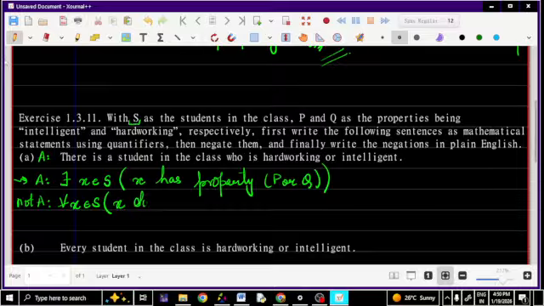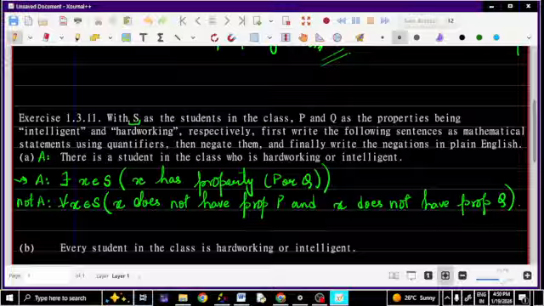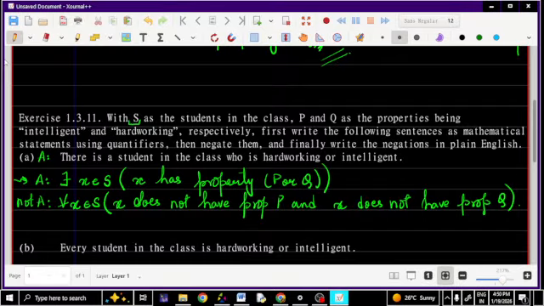x does not have property P and x does not have property Q. Correct? Because the original sentence was saying there is a student who has either property P or Q. So for it to be false, given any student, he should not have either of the properties. So that student does not have property P and it does not have property Q.